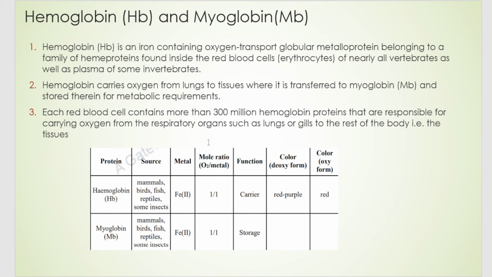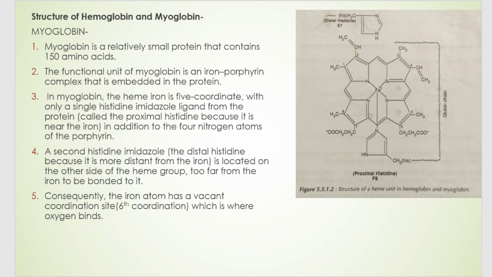So each red blood cell contains around 300 million hemoglobin proteins, and these are responsible for carrying oxygen from where? From the respiratory organs like lungs, or in the case of fish, gills, to the rest of the body parts and the tissues. So coming to the structure of hemoglobin and myoglobin, we can study both together because both have almost a similar structure. Only the difference is that myoglobin is a monomer, whereas hemoglobin has the same structure four times. That is, it is a tetramer. Okay, that we'll study further. So we'll begin with myoglobin.